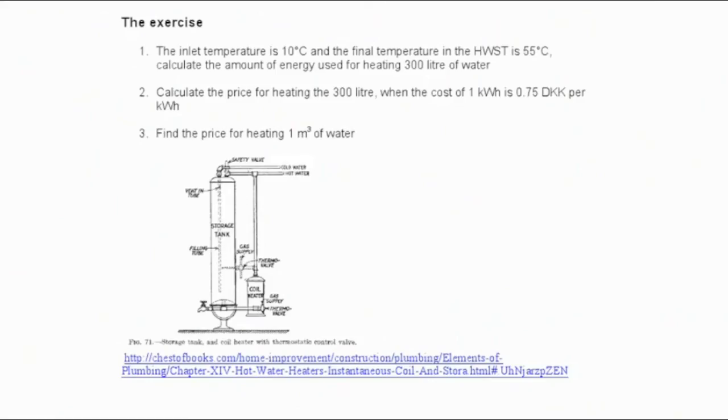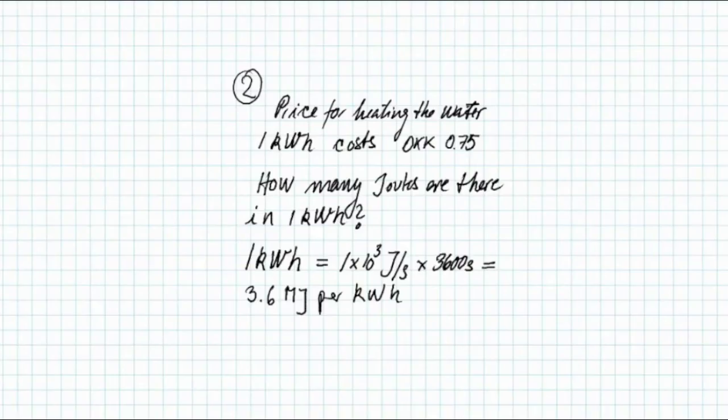Next step is to calculate the price for heating the 300 liters when the cost of 1 kilowatt hour is 0.75 Danish kroner per kilowatt hour. Take a look at how we convert kilowatt hours to joules. 1 kilowatt hour holds, first of all, 1000 joules per second, because this is how much 1 kilowatt is. And when we have an hour, we have 3600 seconds. Timing those two together gives us 3.6 megajoules each time we have a kilowatt hour.